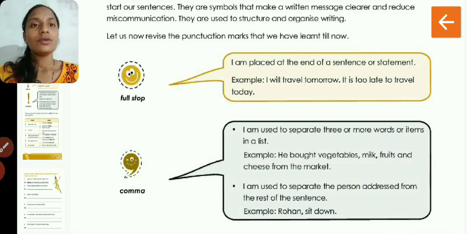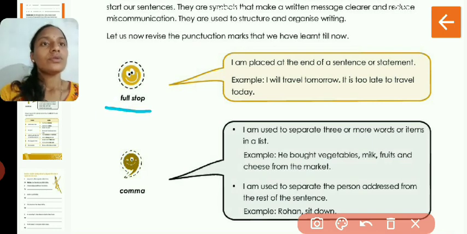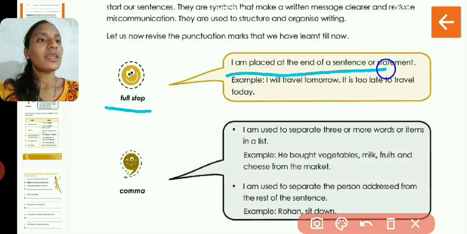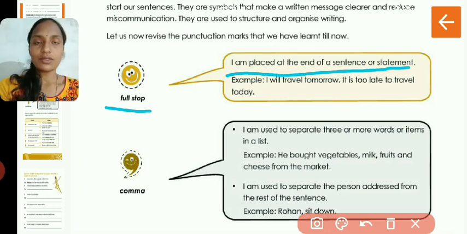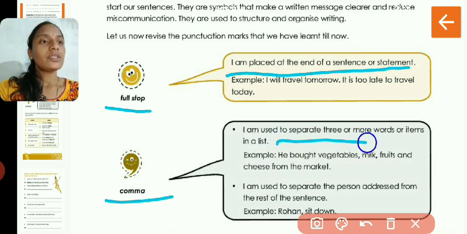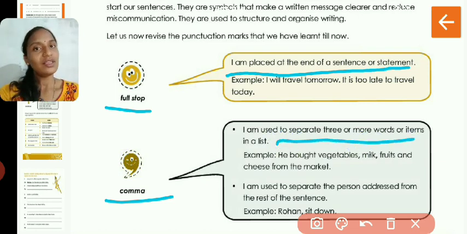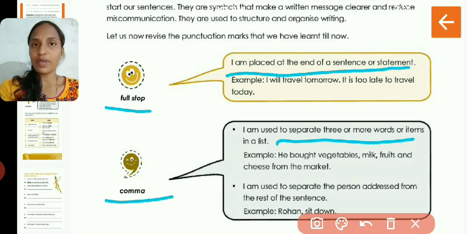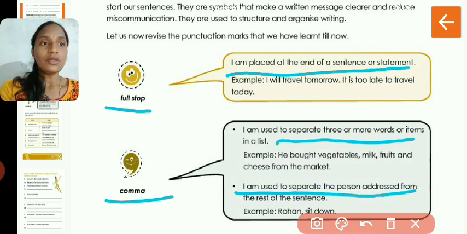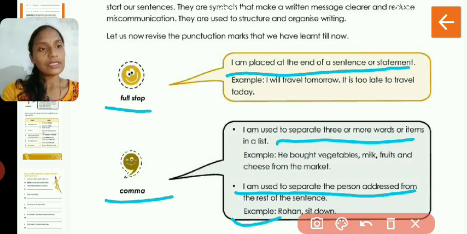So we use full stop at the end of a sentence or a statement. Comma is used to separate 3 or more words or items in a list. When there is a list, we separate the list by giving a comma. One more use is to separate the person addressed from the rest of the sentence. When we are addressing somebody, then after that we have to put a comma. For example, here: Rohan, sit down. So after Rohan, comma is used.